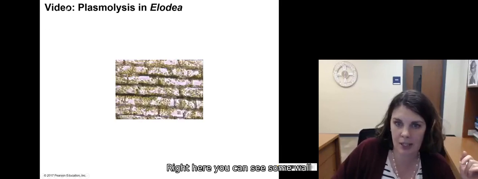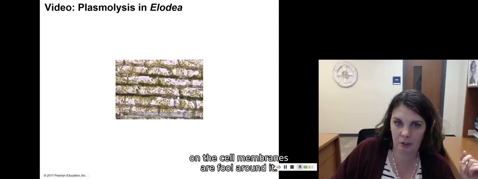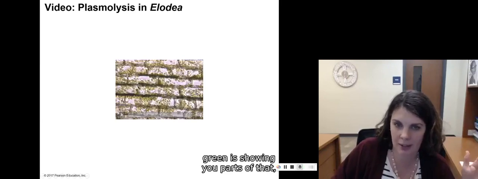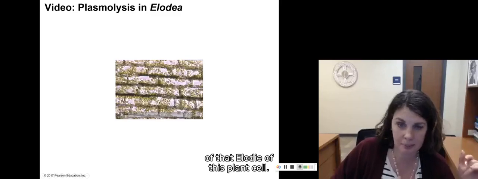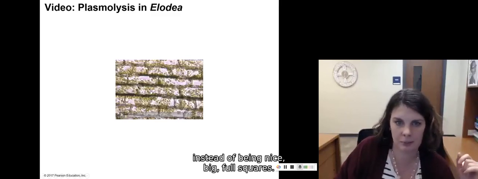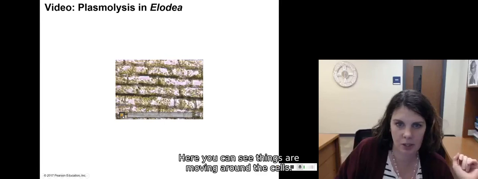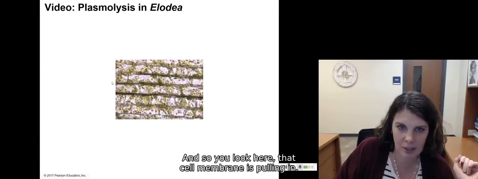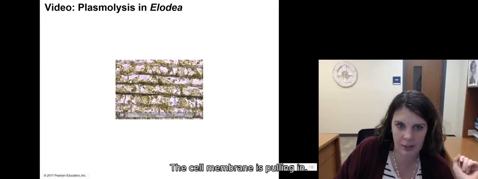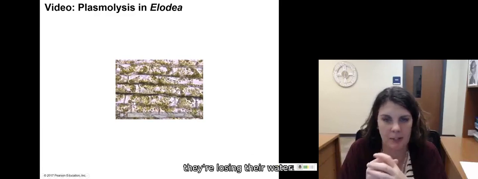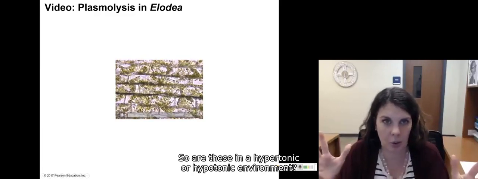So here's plasmolysis. So right here you can see cell wall, the cell membranes are full around it. We're going to gradually see the white is kind of liquid, and then the green is showing you parts of that elodea, this plant cell. You can actually see it shrink in instead of being nice big full squares. So here you can see things are moving around the cells. And see, look here, that cell membrane is pulling in, this cell membrane is pulling in, this cell membrane is pulling in. So all those cell membranes, they're losing their water.